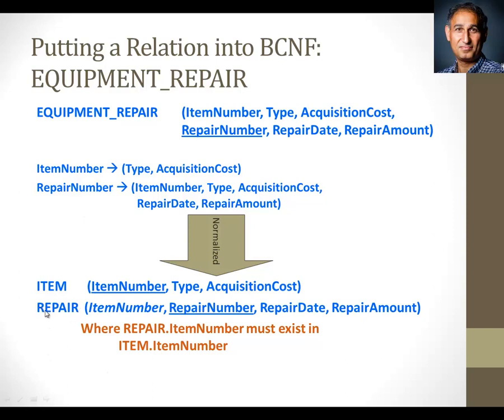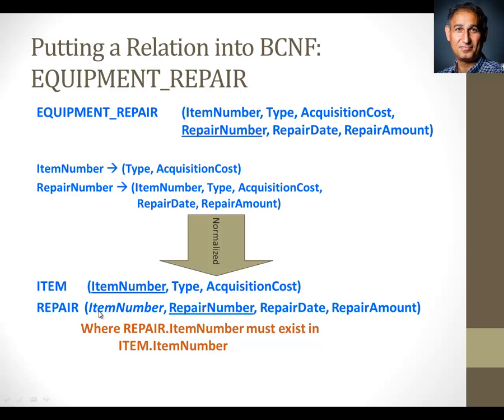So I have a relation that's called repair, and I will use repair number, repair date, and repair amount in this relation. I will separate the other one, which is item, and that will be another relation that will have item number, type, and acquisition cost. I will leave the item number in the original relation. Based on that, now I have two relations, item and repair.